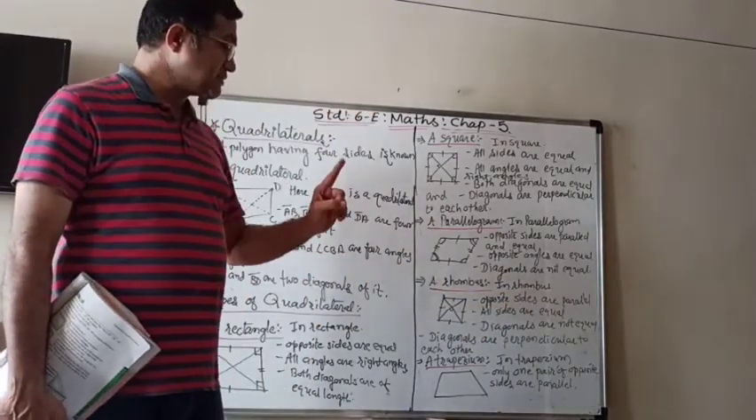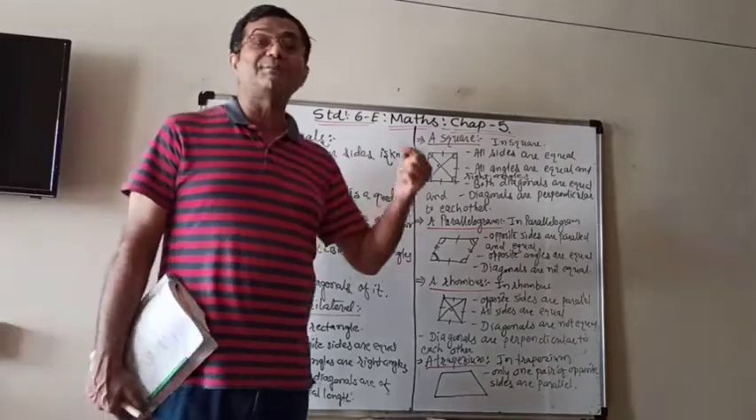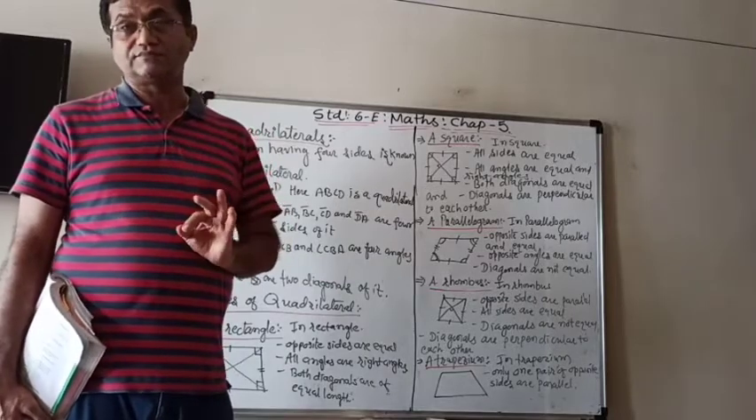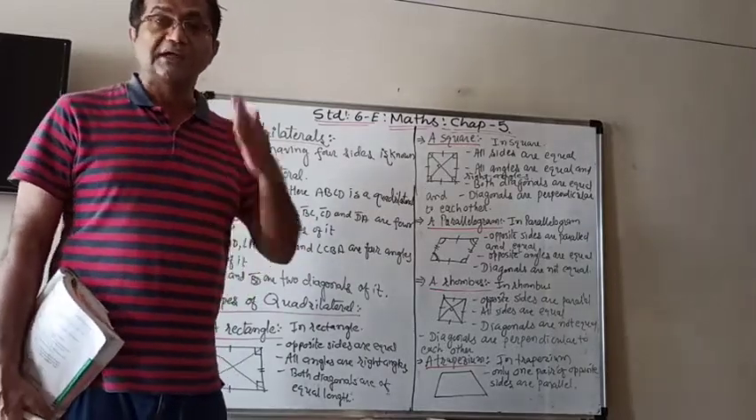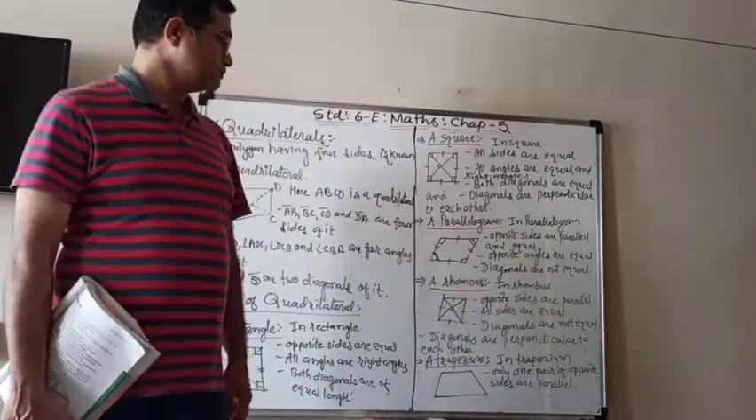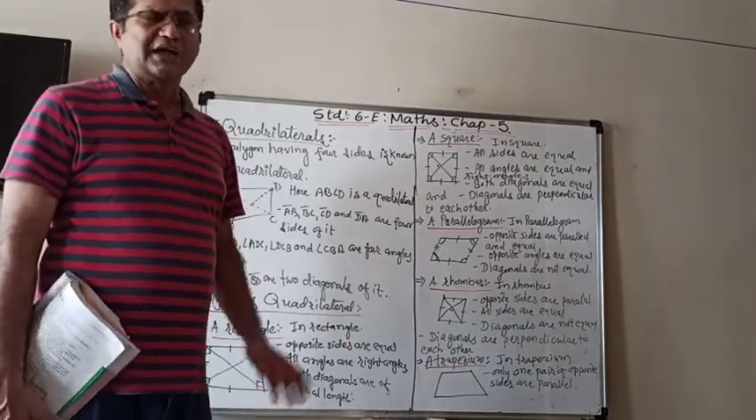And the diagonals are not equal, but they are perpendicular to each other. The lengths of the diagonals are not equal. They are of different size, but they are perpendicular to each other. And the last is a trapezium.